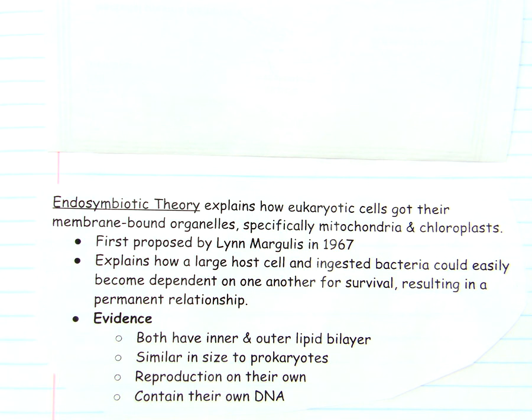Some of the evidence that Dr. Margulis used to support this is both our mitochondria and our chloroplast. They have both an inner and an outer lipid bilayer. So they have almost two cell membranes to them. The chloroplast and the mitochondria are similar in size to prokaryotes and other bacteria.